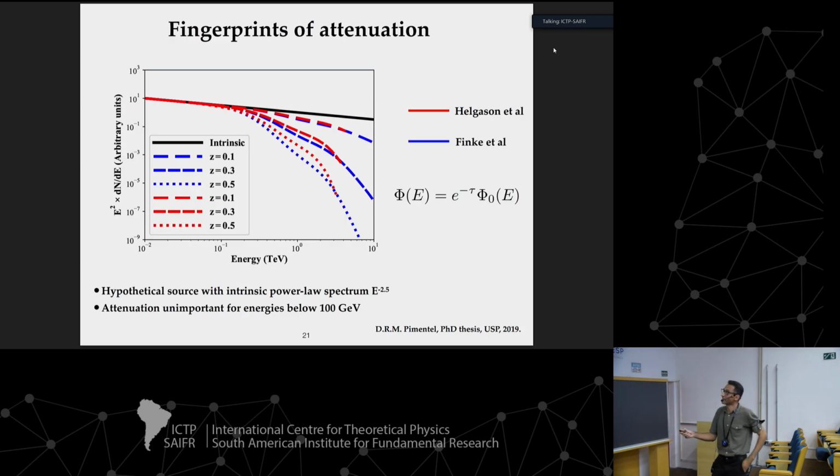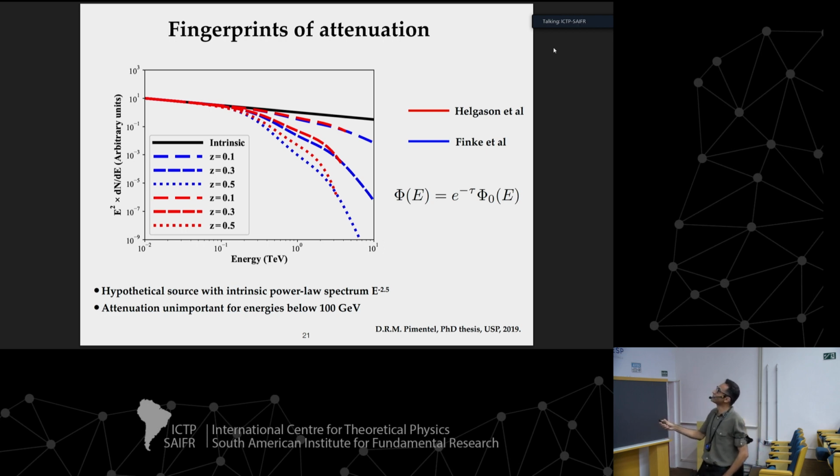So as I said, if you just start with a simple power law spectrum at the source, and then you start to include absorption, you get things like this. This is not real data. This is a synthetic source, a Monte Carlo generated artificial source, placed at different redshifts, at different distances from the observer, from redshift 0.1 to 0.5.